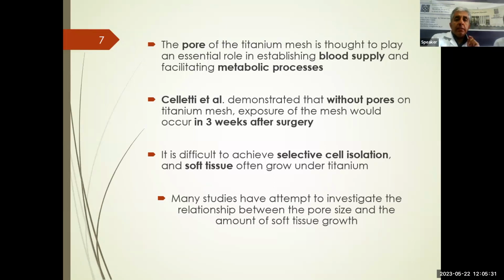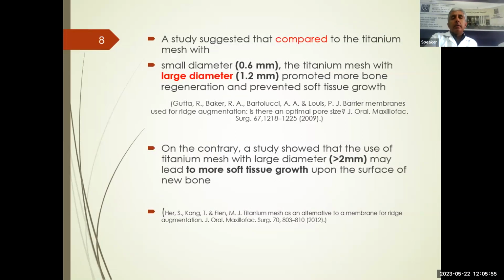It is difficult to achieve selective cell isolation, as I mentioned previously, because there is no selective filtration, and soft tissue often grows under the titanium. Many studies have attempted to investigate the relationship between the pore size and the amount of soft tissue growth. A study comparing two diameters, 0.6 millimeter and 1.2 millimeter, showed that the larger one promoted more bone regeneration and prevented soft tissue growth.